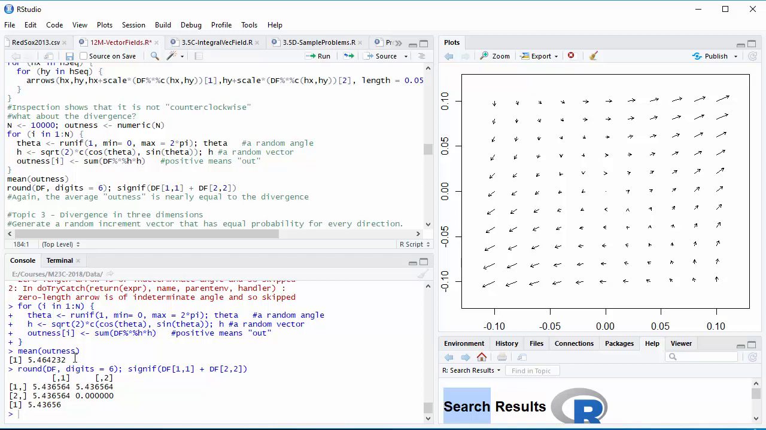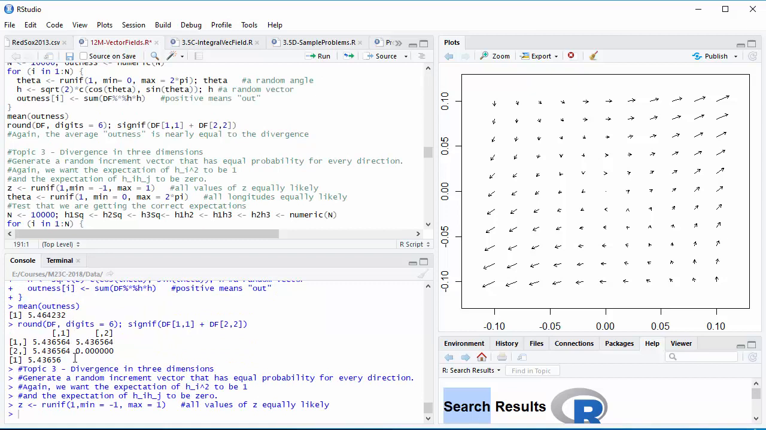Now let's move to 3 dimensions. What I need to do is again to generate a random increment vector that has an equal probability for pointing in every direction, although its length will be fixed. I'm going to fix the length so that the average value of the square of the x component is 1, same for the y component, same for the z component. In other words, I can do this by making the length of my vector be the square root of 3.